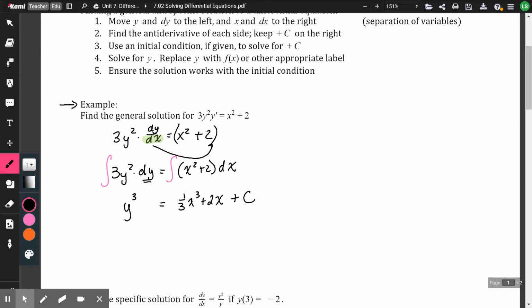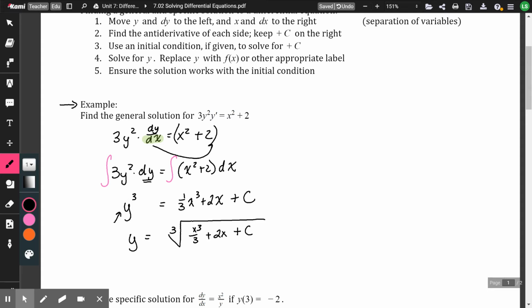So when I look at this expression, all I have left is that cube that I need to get rid of to isolate the y. So I'm going to take the cube root of the entire other side of this function, x to the third over 3 plus 2x plus c. And that ensures that we have our general solution.